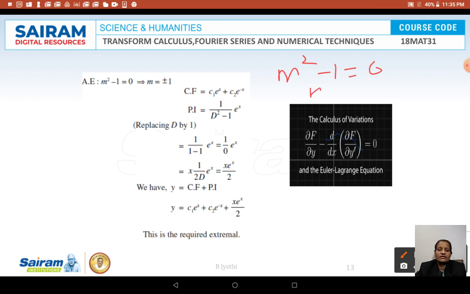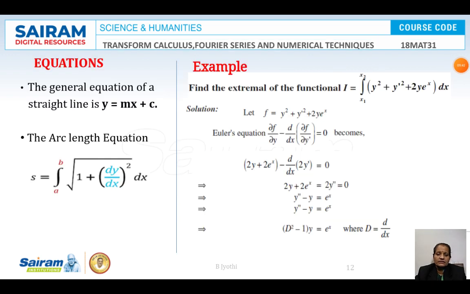When we solve this, (m minus 1)(m plus 1), we get the roots m equals plus or minus 1, which are real and distinct. When the roots are real and distinct, we get c1 e power x plus c2 e power minus x. Now, since the equation is not homogeneous, the right hand side has e to the power of x. That means it consists not only of a complementary function, but also of a particular integral.